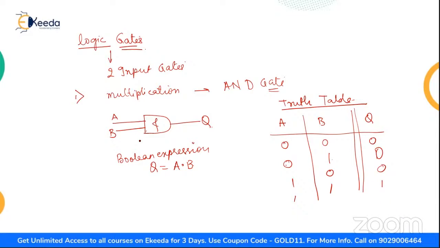From this, what we can say is that if any signal is low, output is low.